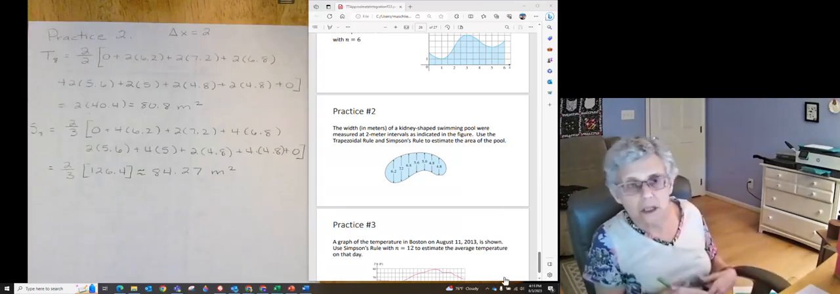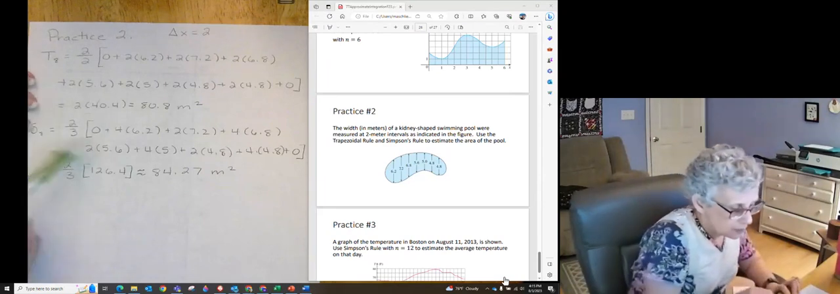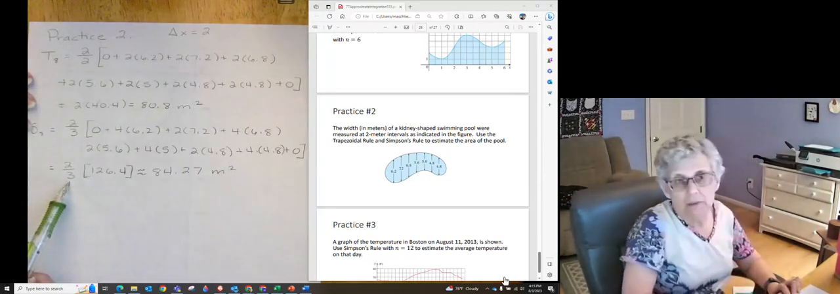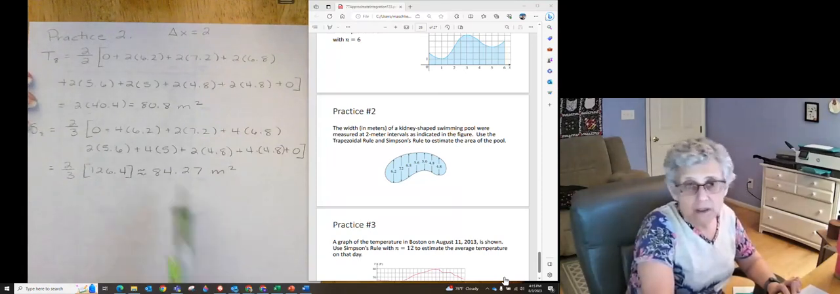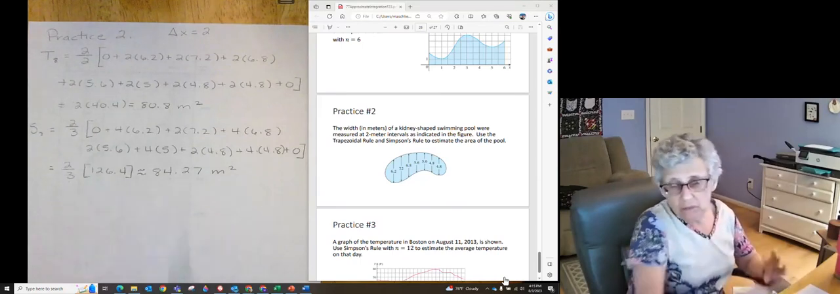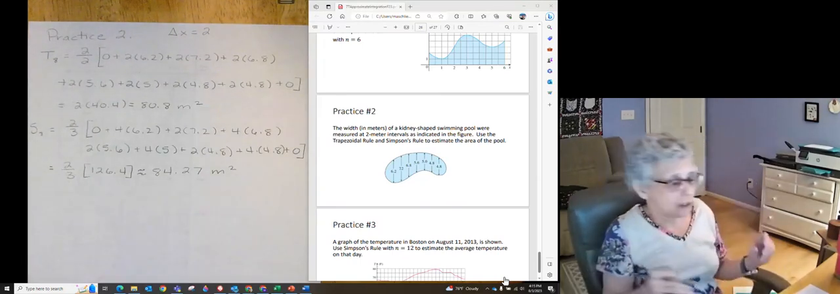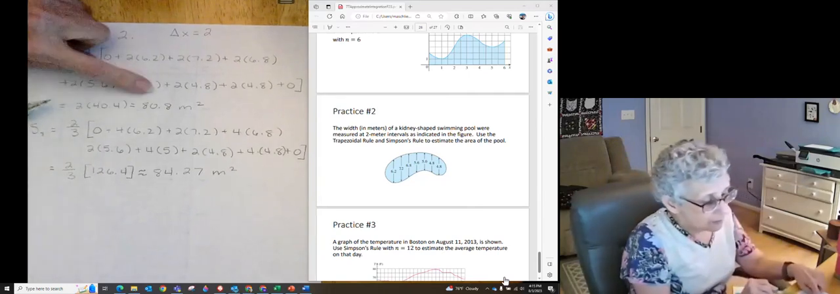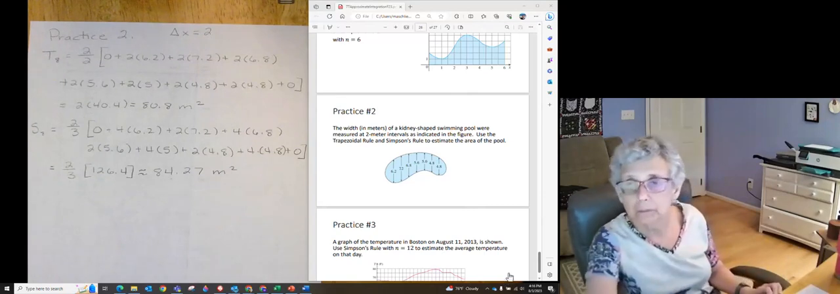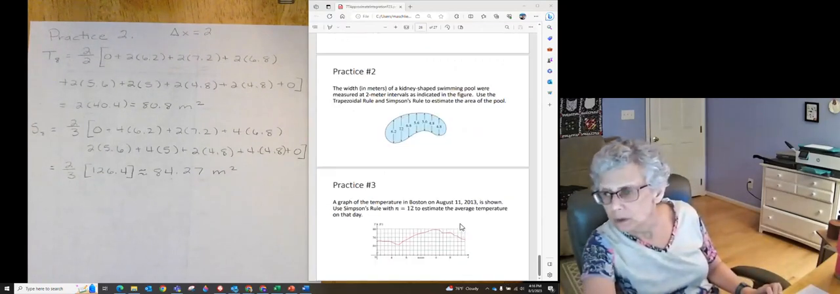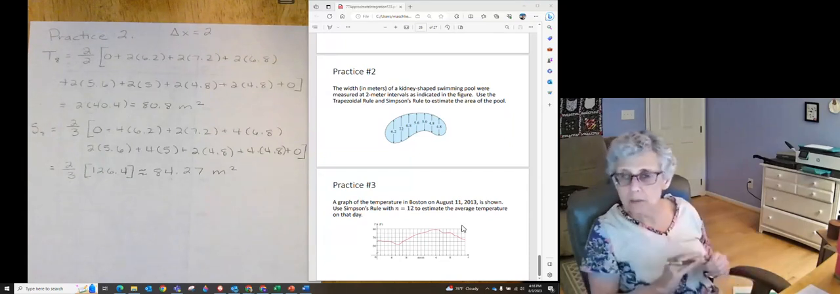That one I did have to type in all the multiplying, but then I just did all this adding and then multiplied by 2/3 at the end, and I got about 84 square meters. So Simpson gave me a little bit larger area than Trapezoid gave me, about 81 square meters for the area. I think just one more example.